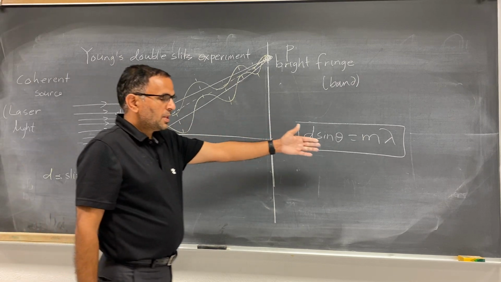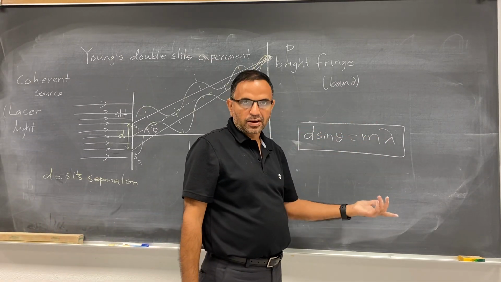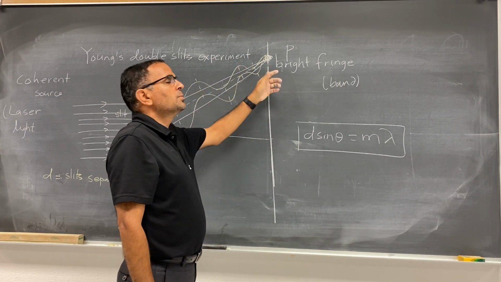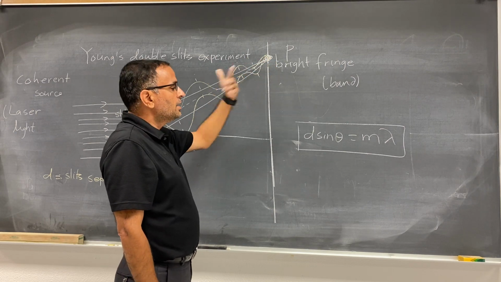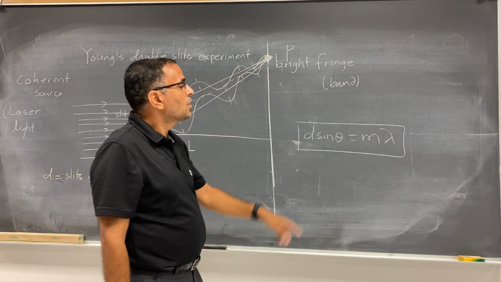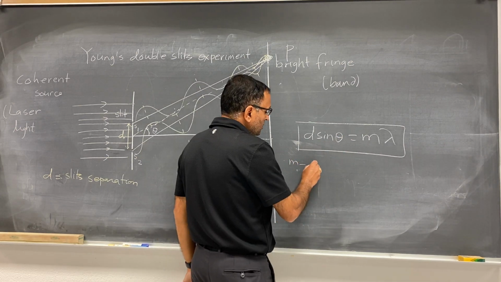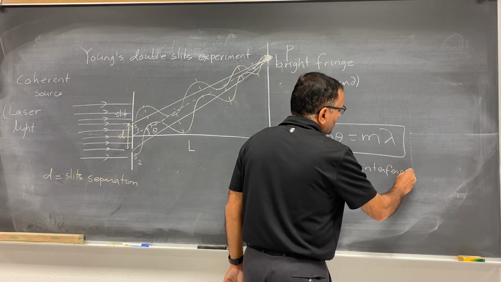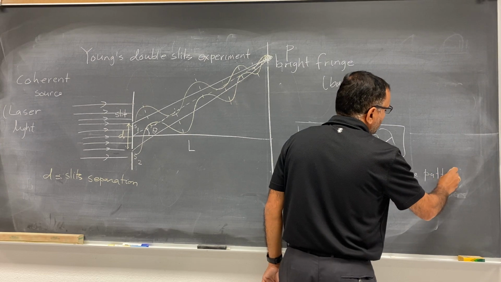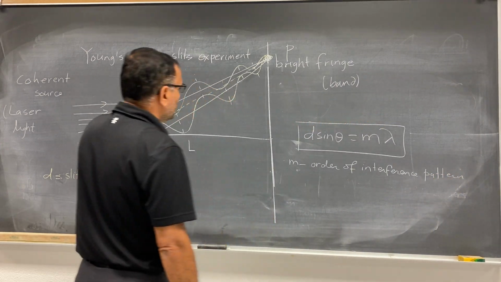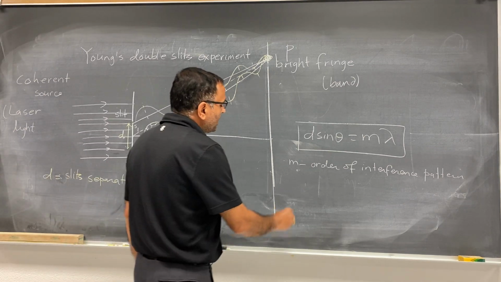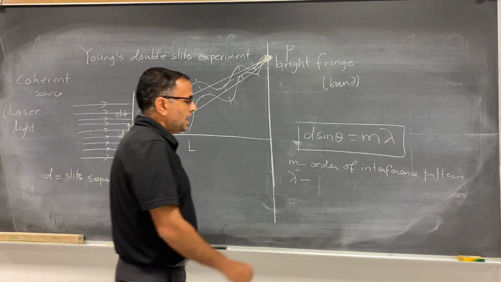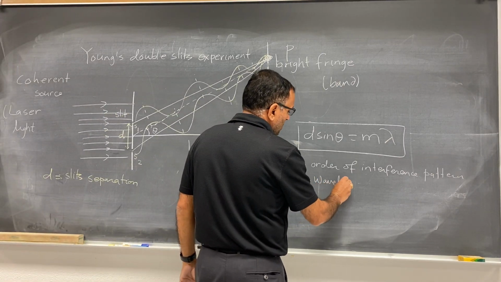And what is m? We call it the order of the interference pattern. If this is a second band, third band, fourth band, whatever, if this is the fifth fringe, then m equals 5. D is the slit separation. Lambda is the wavelength of light you have used there.